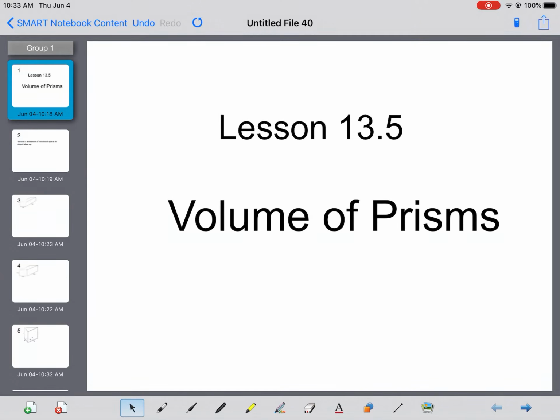Happy Friday, grade 7. We are looking at lesson 13.5 today. Please notice I skipped over 13.4. It's a problem-solving lesson, and I just didn't think we would have time to finish that before the end of the school year. So I decided to skip over problem-solving for now and move on to volume of prisms.